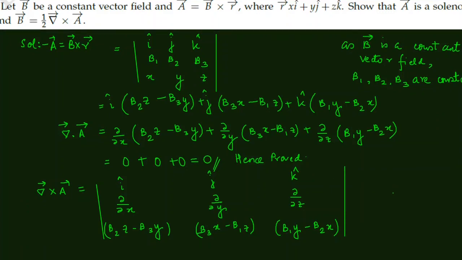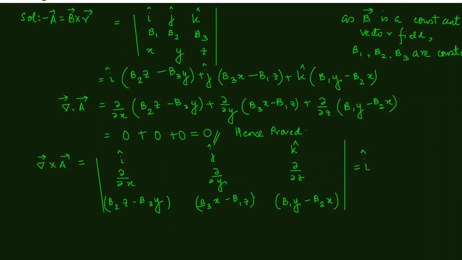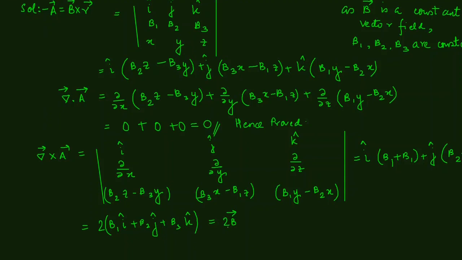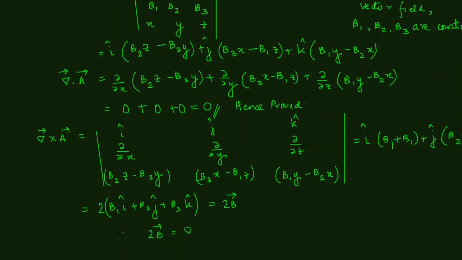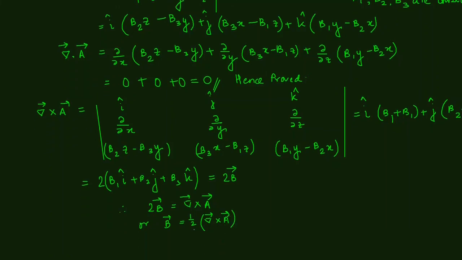Now if you carefully do this, then you will see that it will be i cap b1 plus b1, j cap b2 plus b2, plus k cap b3 plus b3. Here it is again not visible. So if you just take them together, it will give you 2b1 i cap plus b2 j cap plus b3 k cap, that is 2 times the b vector. So 2b vector is equal to curl of A, hence b vector is equal to half of curl of A. Hence we prove the desired expression.